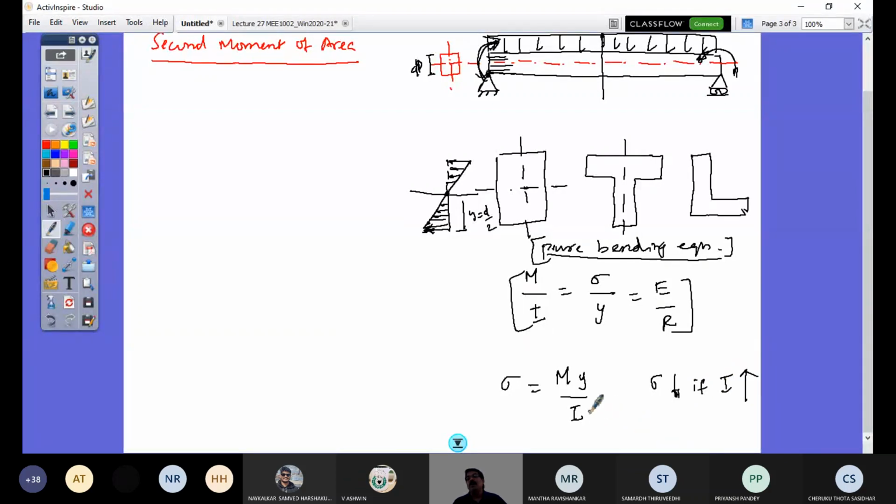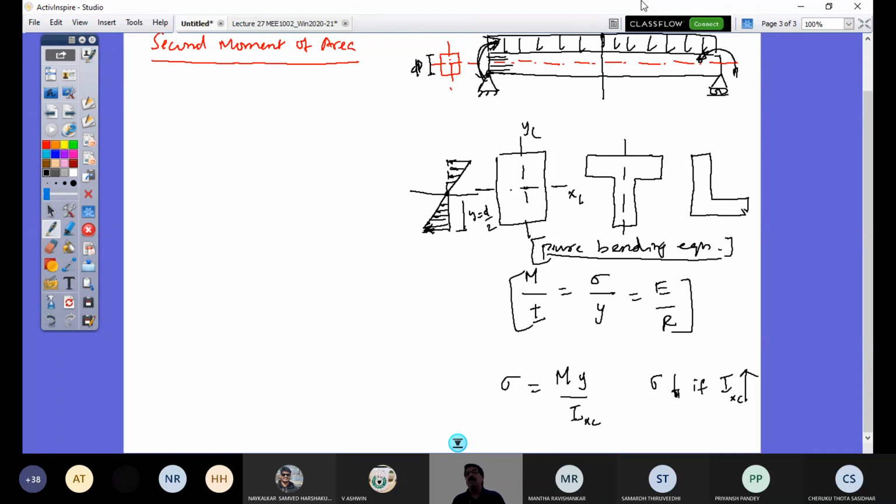So I value about what? If this is my XC axis and this is my YC axis, the centroidal axes of my rectangular section, this is going to be IXC. So if IXC value is more, I would obviously have less bending stress. So what do you mean by that? The beam can support more bending load.